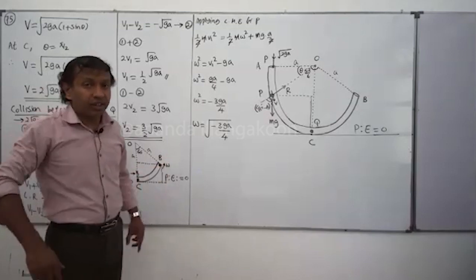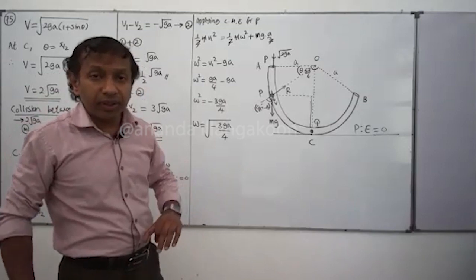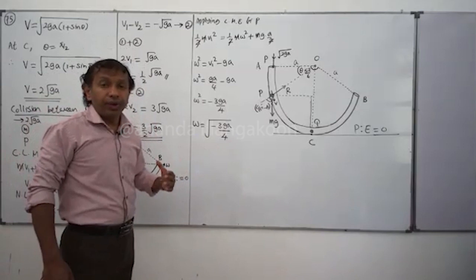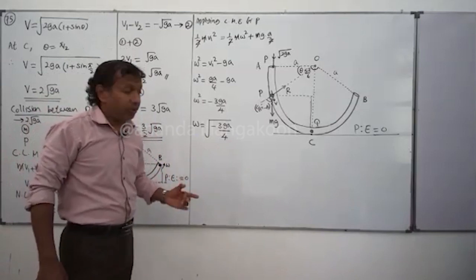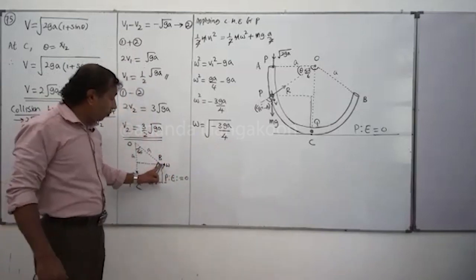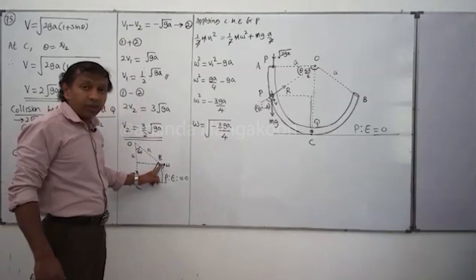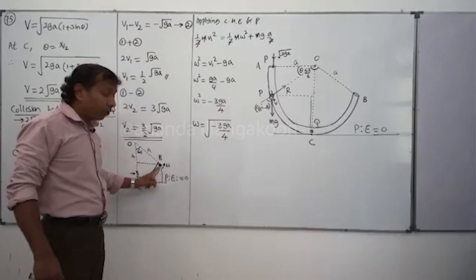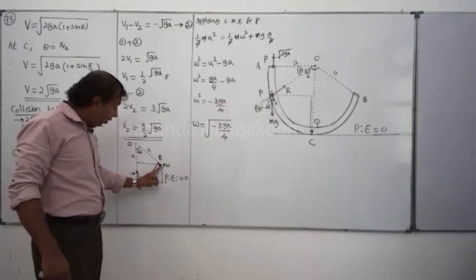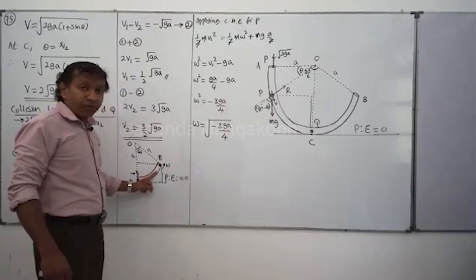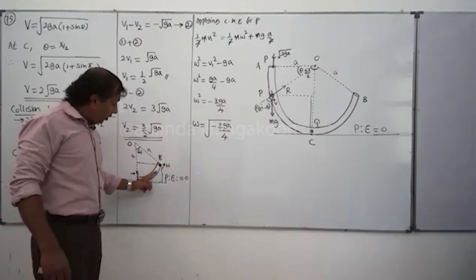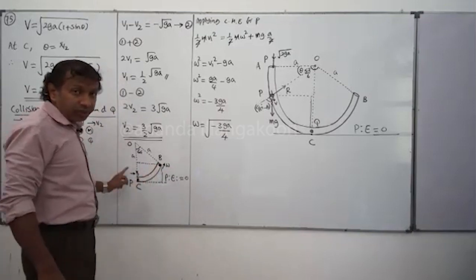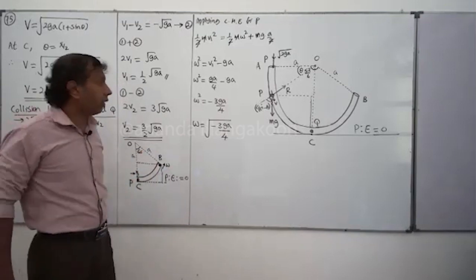That means particle P never comes to the point B. It says particle P never leaves the tube. Why? In order to leave the tube, particle P should come to the point B. Thereafter, it should come to the air as a projectile motion. But particle P doesn't reach the point B. Somewhere here, before coming to point B, the velocity of particle P becomes 0. Then what happens? It goes back. Then it will be oscillating inside the tube.